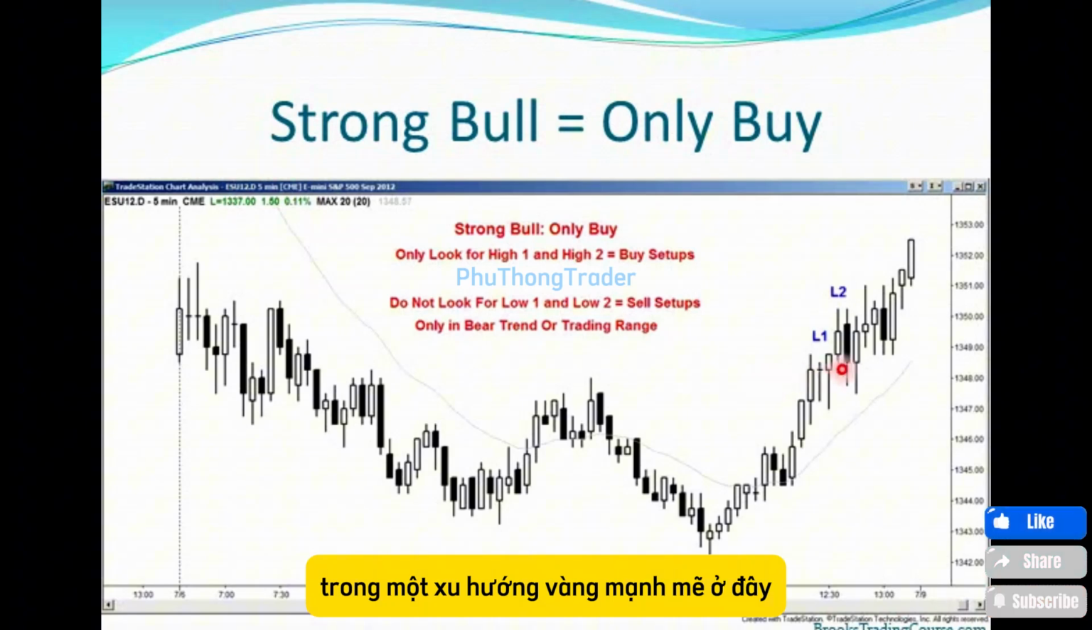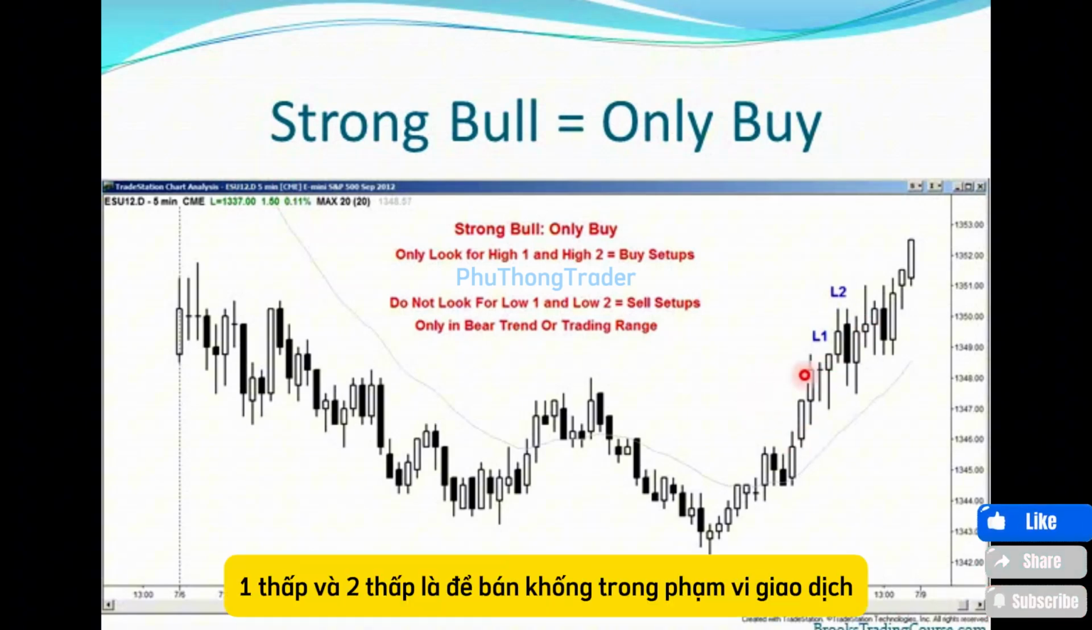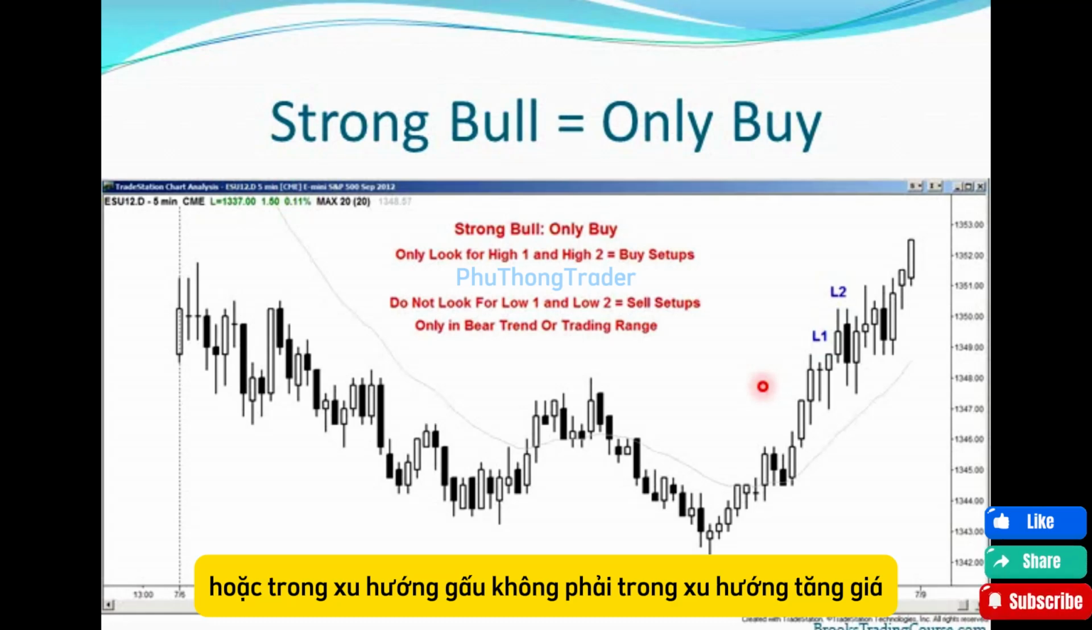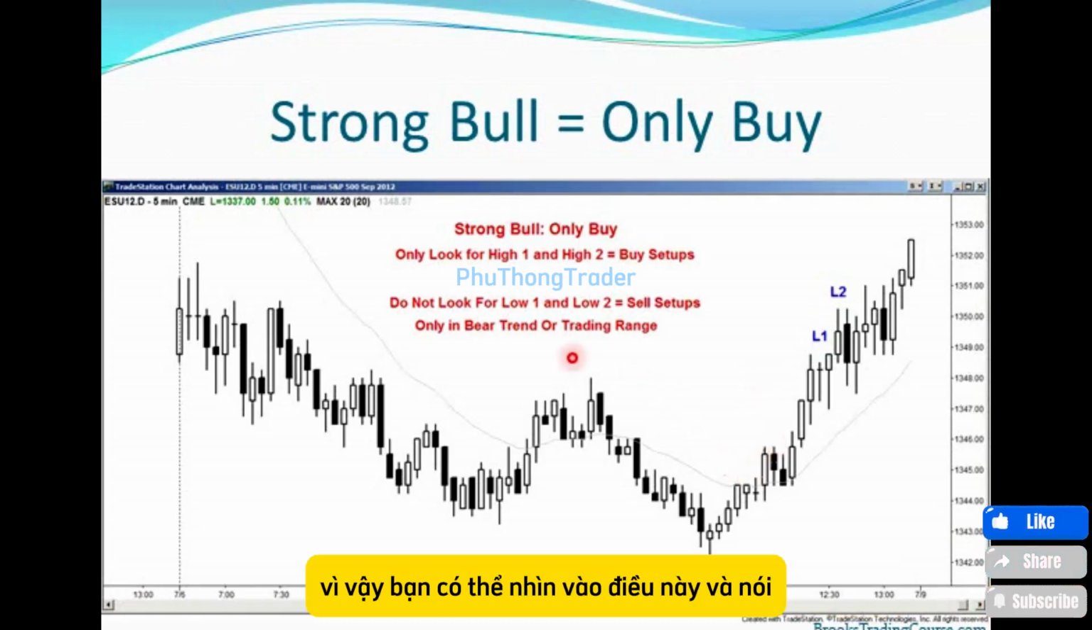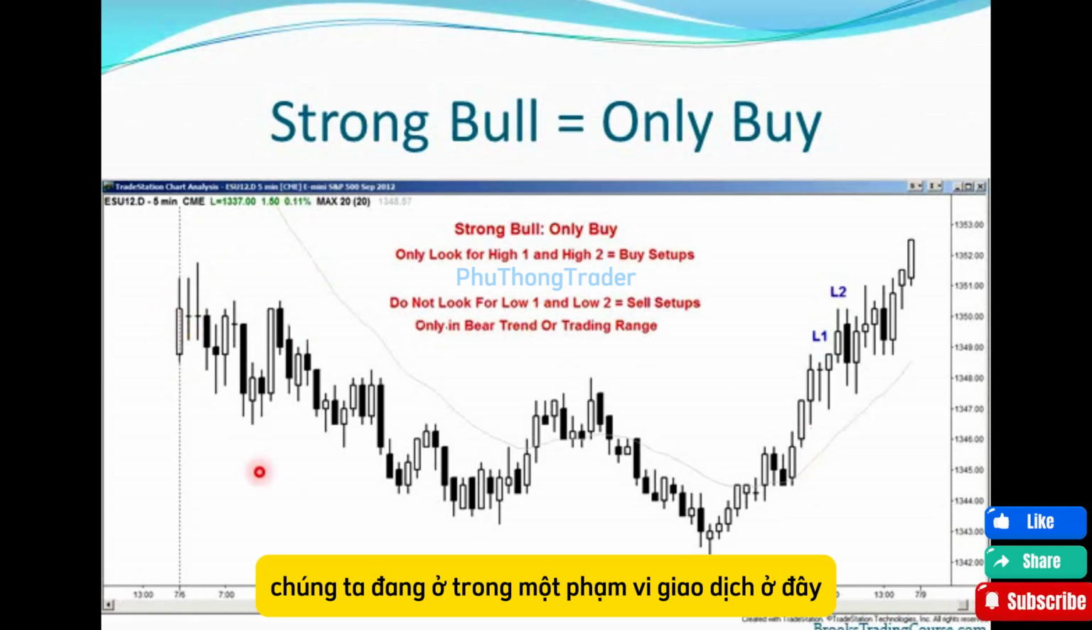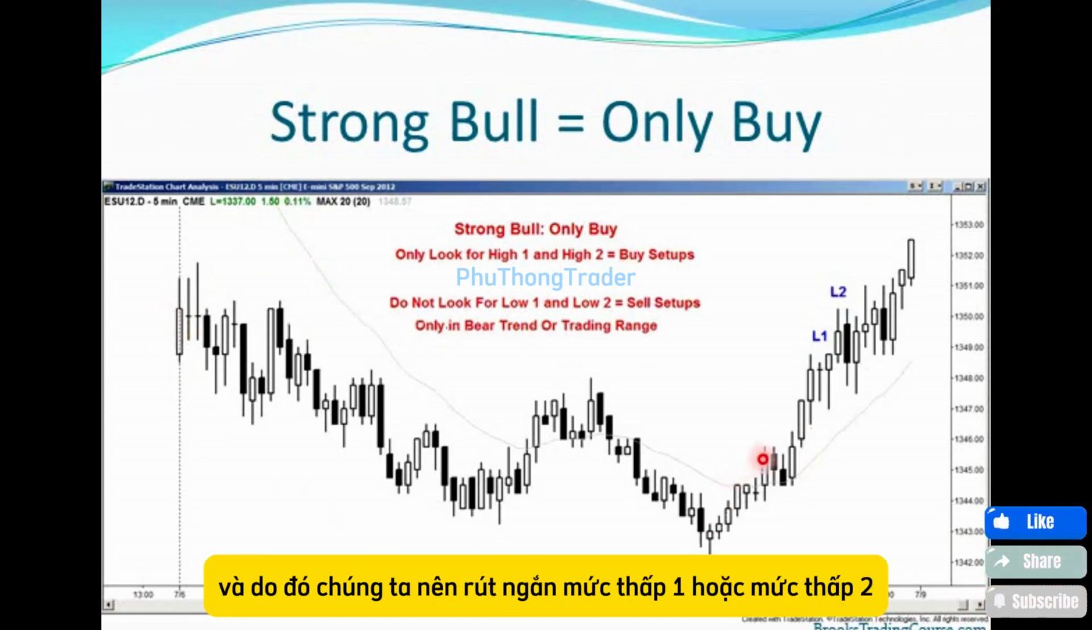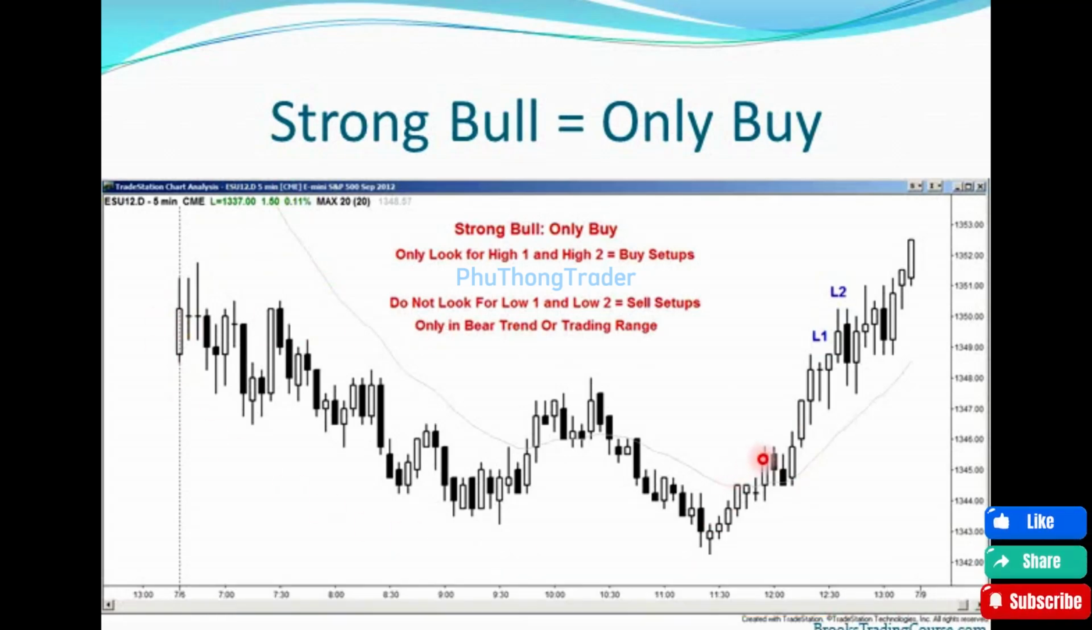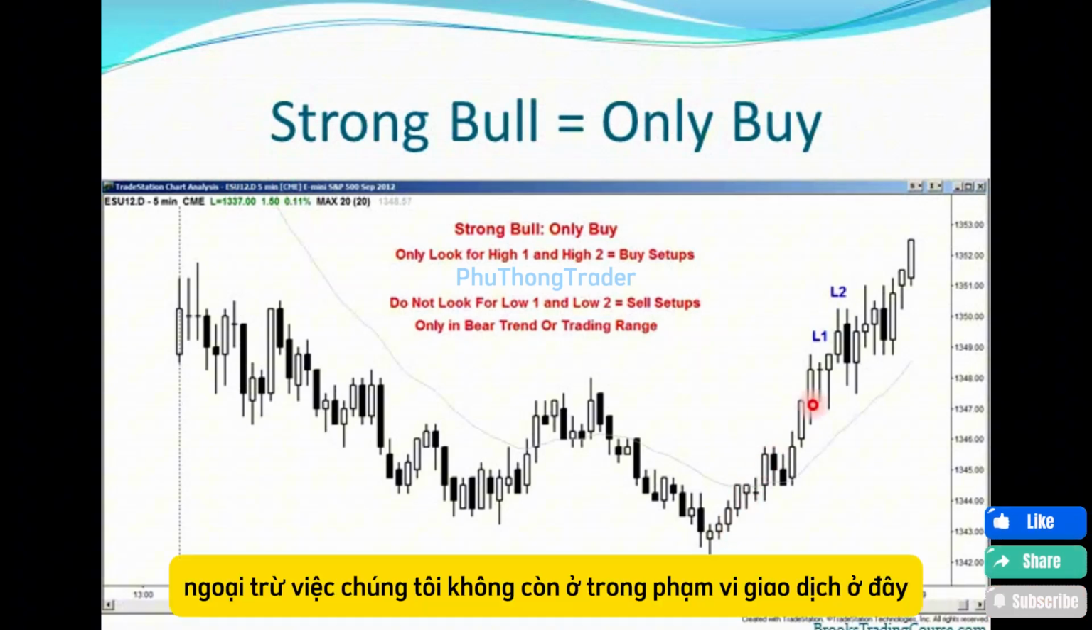In a strong bull trend up here, you only want to look to buy. Remember, a low 1 and a low 2 is for shorting in a trading range or in a bear trend, not in a bull trend. So you can look at this and say, well, we're in a trading range all through here, and therefore we should short a low 1 or a low 2. Except that we're no longer in a trading range here.